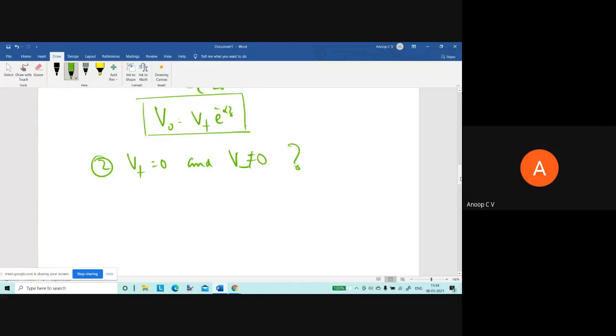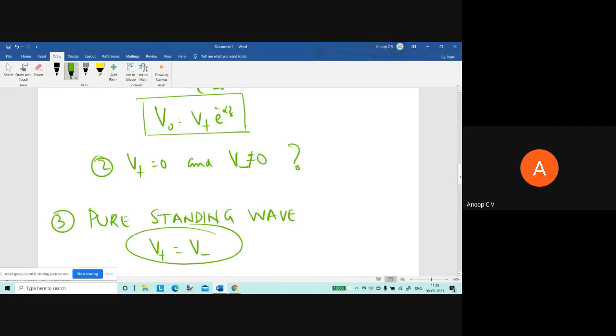And the third case is actually very important. This is called the case of a pure standing wave. If someone asks you what a pure standing wave is, it is obtained when the positive and negative wave amplitudes are equal, V plus equal to V minus, which implies a perfect open circuit or a perfect short circuit. In that case we will get a pure standing wave. So we'll see what that is.